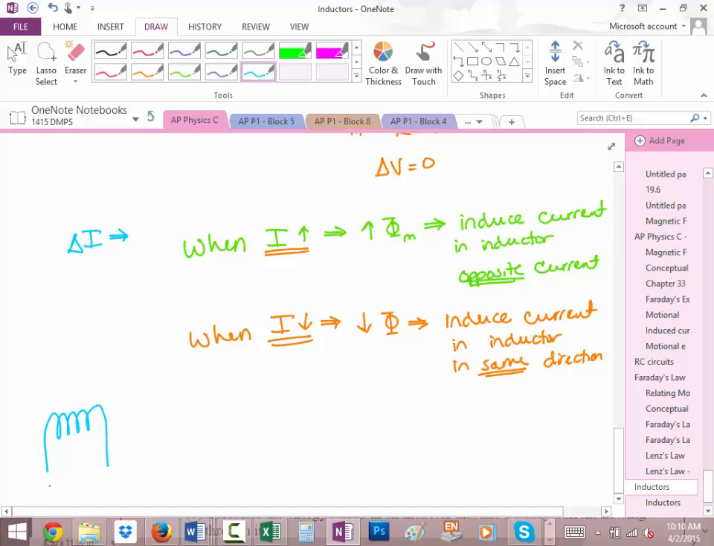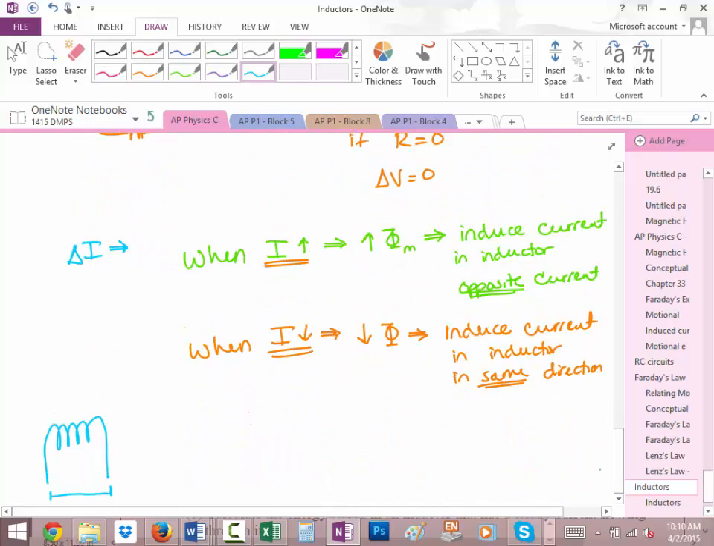Why would you need to have an inductor for that to happen? What do you mean? Isn't that just merely a wire? No is the short answer, but let me answer your question first. You only have an induced current in one specific case. If you just have a wire and I change the current in the wire, is that going to induce a current in that wire? Do you understand what I'm asking?